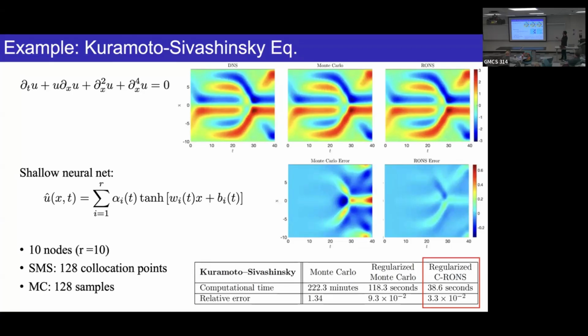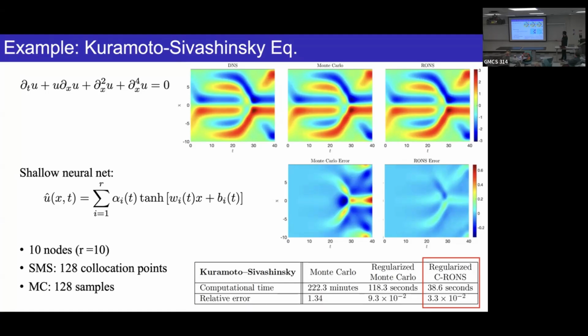Here is the DNS solution, the ground truth. Here is what you get from the Monte Carlo approximation of the inner products. Not bad, gives you very similar solutions. And here is the SMS solution, which is very similar also to the Monte Carlo and DNS. But if you look at the errors, actually this is not even absolute error, it's the difference between the truth and these two numerical solutions, you see that for the Monte Carlo, the errors start to grow at about 20 time units. But for our method, the errors stay small for a longer amount of time.